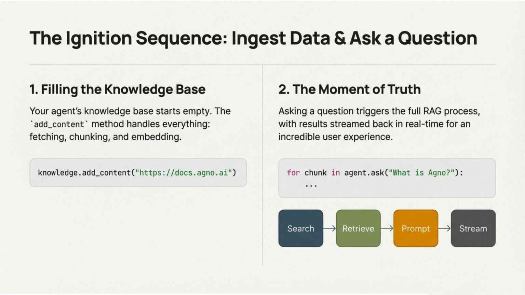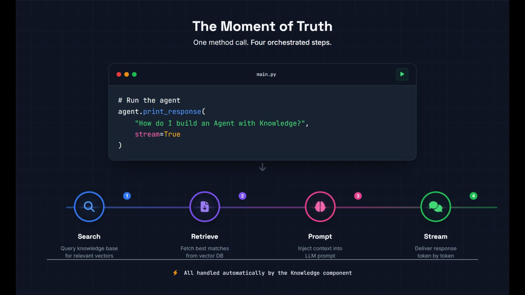Your agent's knowledge base starts empty. Time to fill it. The knowledge component has a straightforward add_content method. The add_content method takes two parameters, a name for identification and a URL to fetch from. Point it at the Agno documentation URL and it handles everything: fetching, chunking, embedding, automatic, seamless. Your agent now knows Agno inside and out.